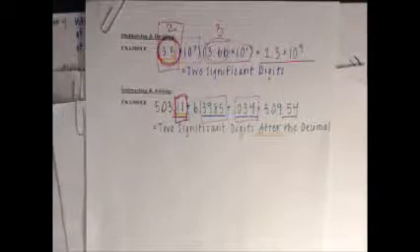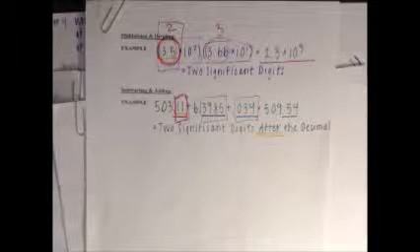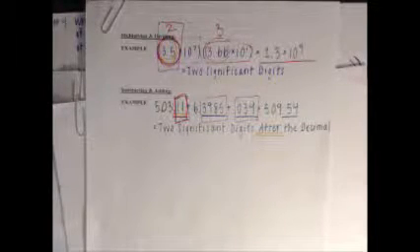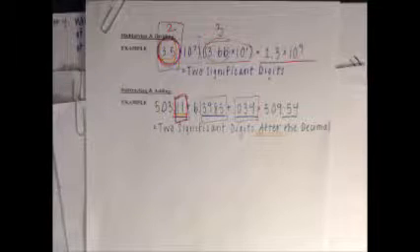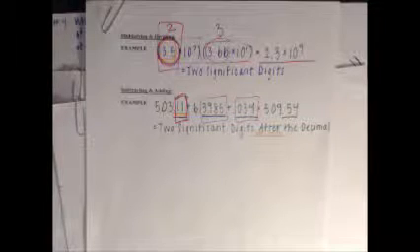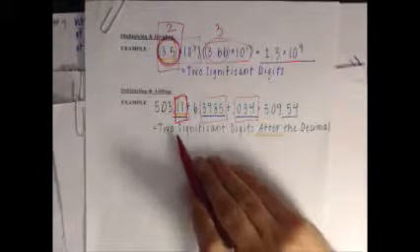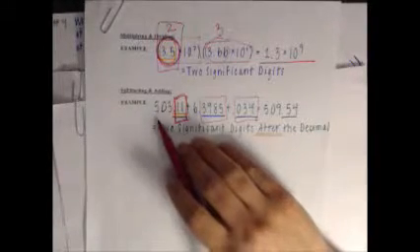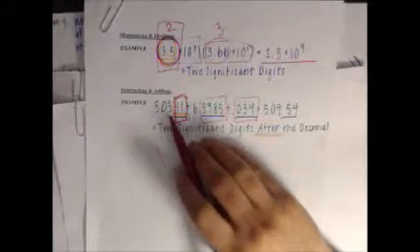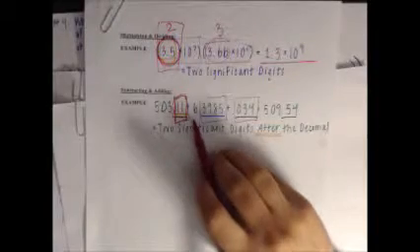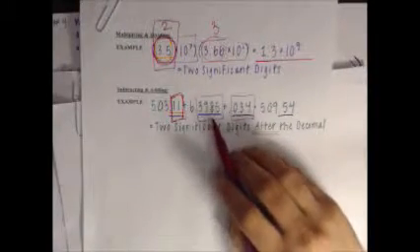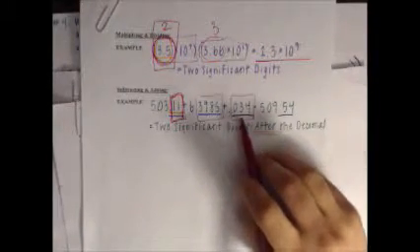In regards to subtracting and adding, the smallest number of digits after the decimal determines the number of significant digits. Note, the numbers before the decimal do not play a role in determining the number of significant digits. So for the example I have here, we have 503.11 plus 6.3985 plus 034.